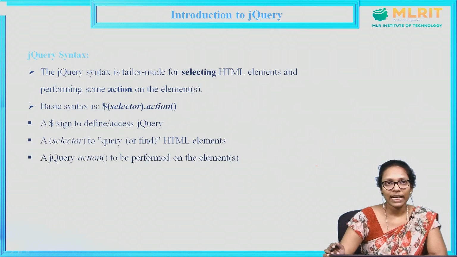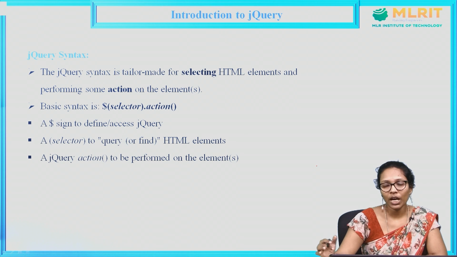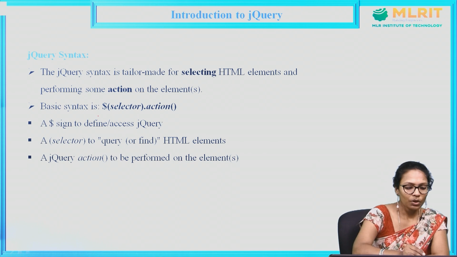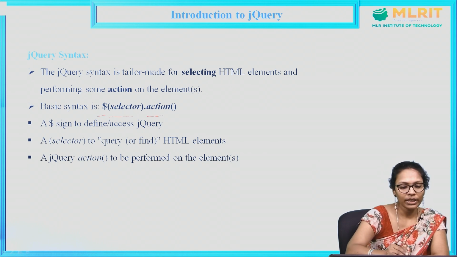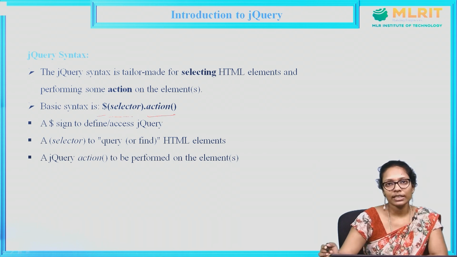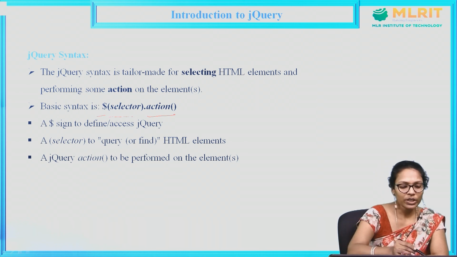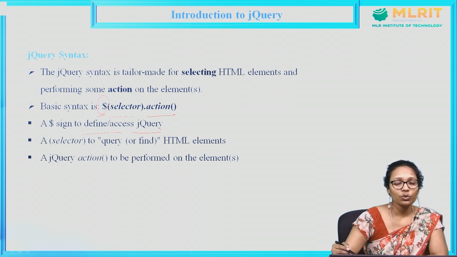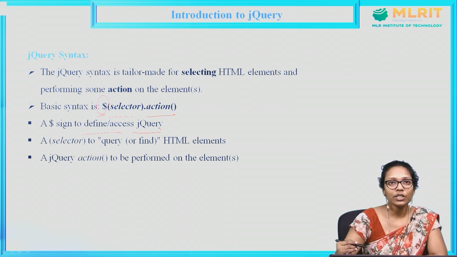And what is the syntax of jQuery? Whenever I'm writing some jQuery code in my program, how does the website know that the user is going to write jQuery code? This is the basic syntax of a jQuery statement: $(selector).action. This is the basic syntax of any jQuery statement. Here, what does the dollar indicate? It defines or accesses jQuery. Whenever you write this dollar, that indicates you're going to use jQuery in your application.